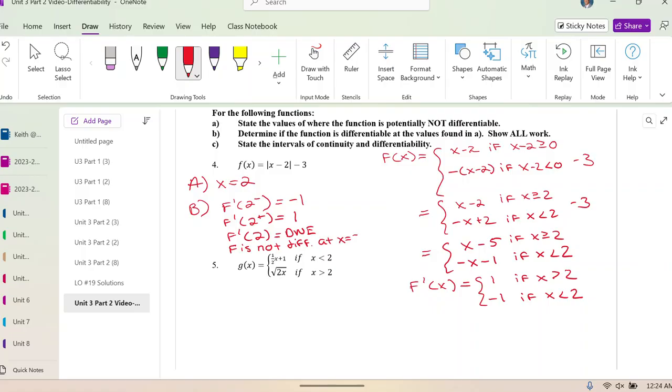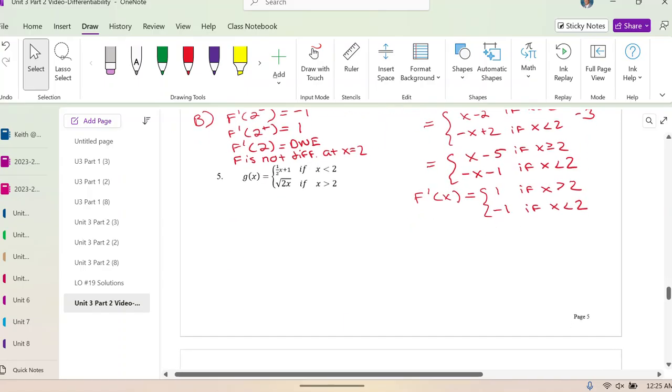at x equals 2. So for part C, it says the interval of continuity. Well, it's an absolute value, so it's continuous everywhere. Right? All absolute values are going to be continuous, but it's differentiable only from negative infinity to 2, union 2 to infinity.